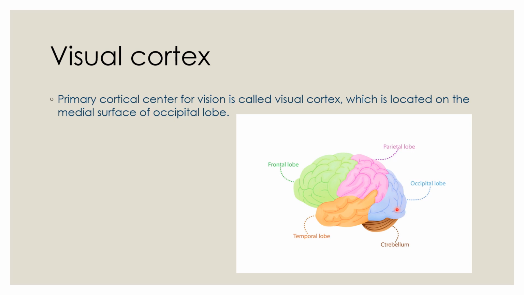So this is the end part of the visual pathway. We have seen at the first part that it begins from the retina and ends in the visual cortex. So this is the end part.